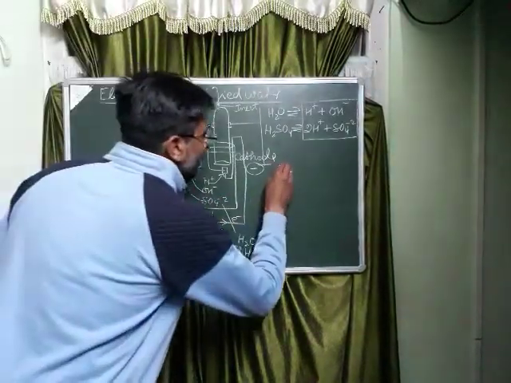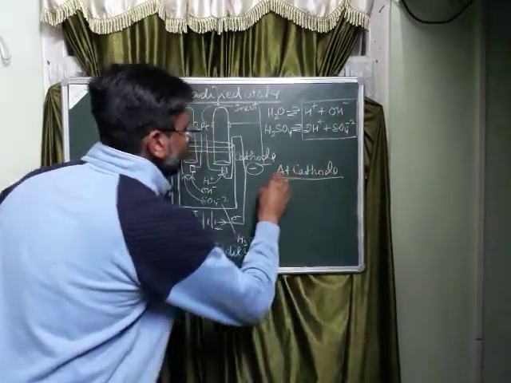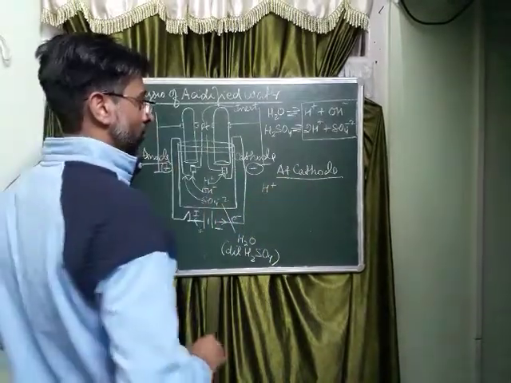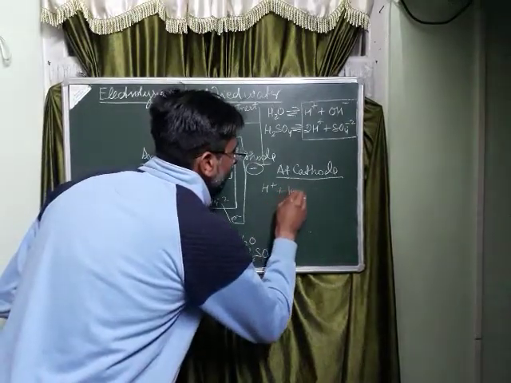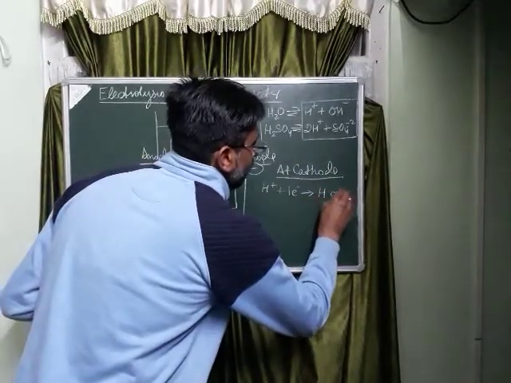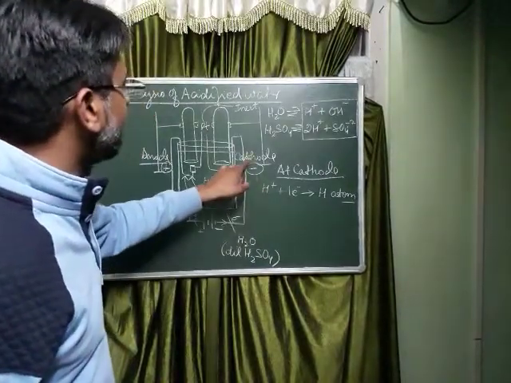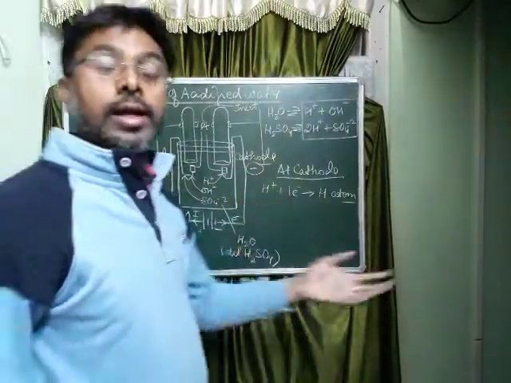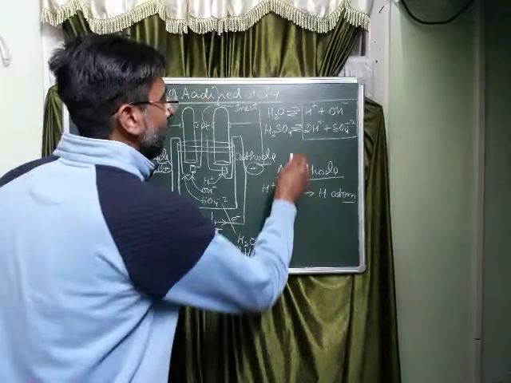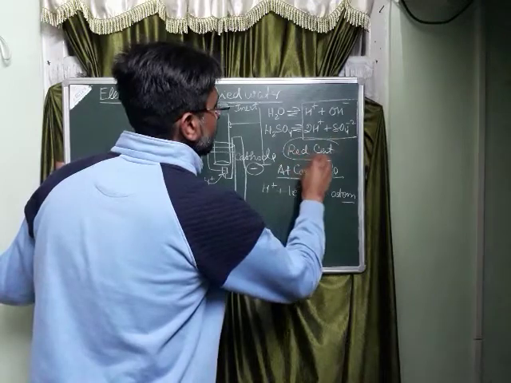Now at the cathode, let us see what happens. At the cathode, one hydrogen ion, H plus ion, takes up one electron to become a hydrogen atom. So that is how hydrogen ion discharges at the cathode, by taking one electron. Gain of electrons, I have told you, is reduction. I hope you remember red cat. Gain of electrons is called reduction.